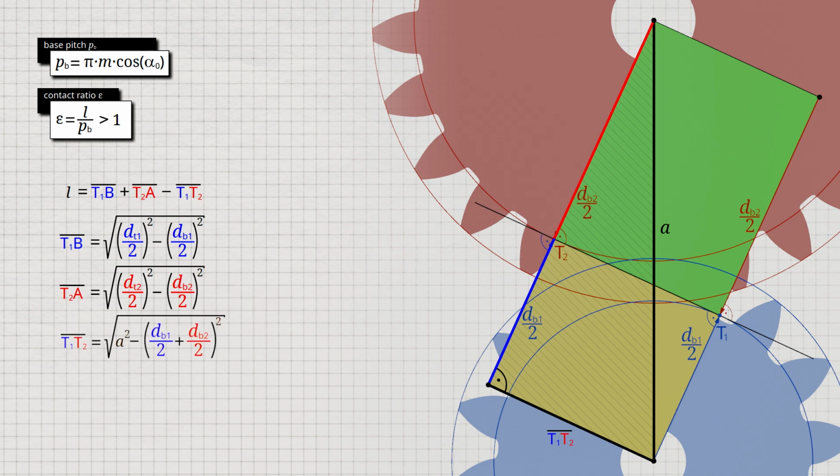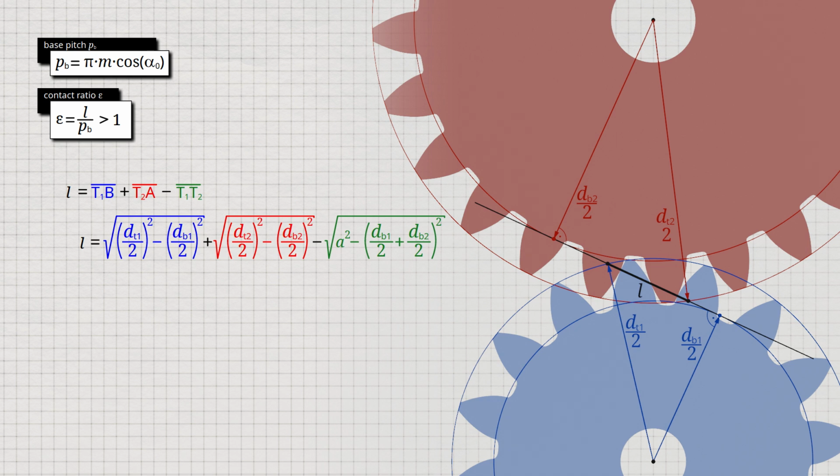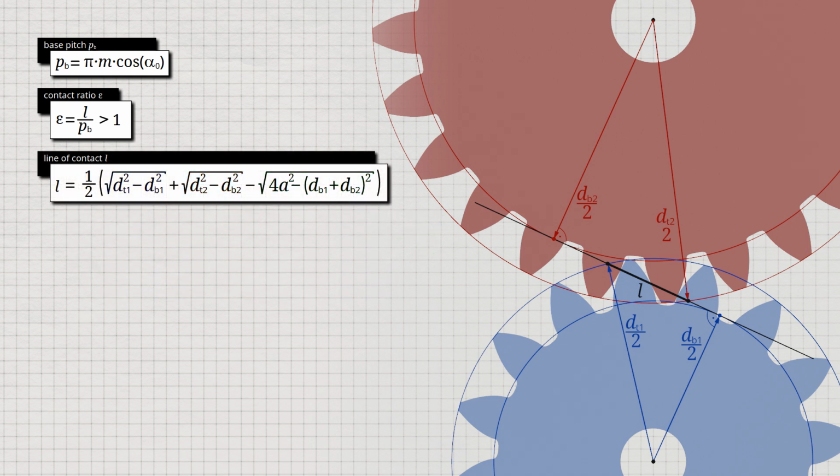We have now determined all the distances necessary to calculate the length of the line of contact L. Using the terms just derived in the formula, we obtain the equation shown. We can simplify this formula and obtain the formula shown for calculating the length of the line of contact. Note that for the specified tip circle diameters dt, the corresponding shortened tip circles must be used if the tip circle has been shortened. It should also be noted that the base circle diameters of the gears can be determined as indicated using the module m, the number of teeth z, and the standard pressure angle alpha 0.